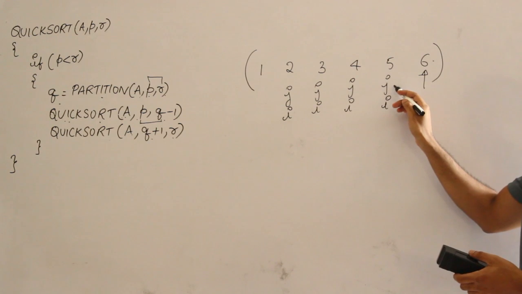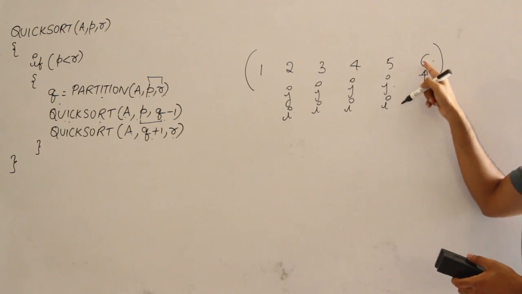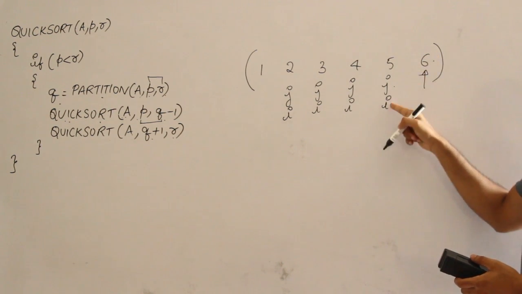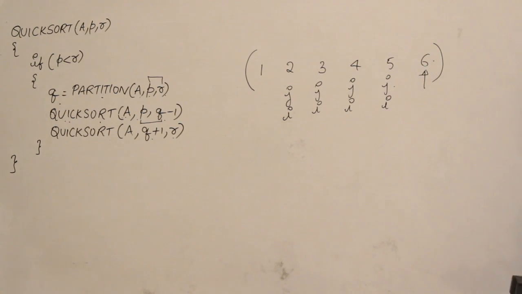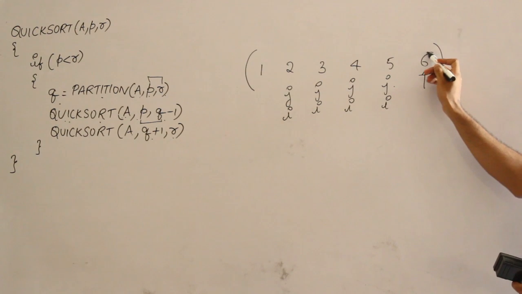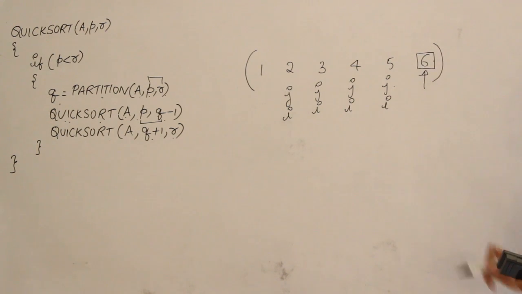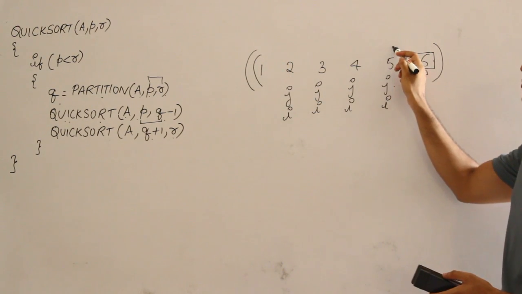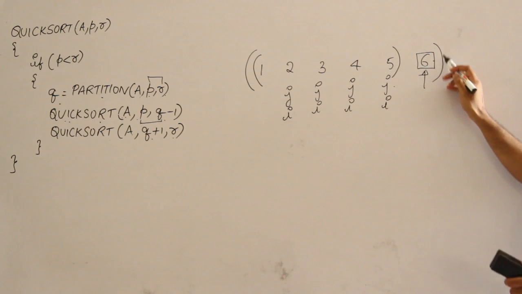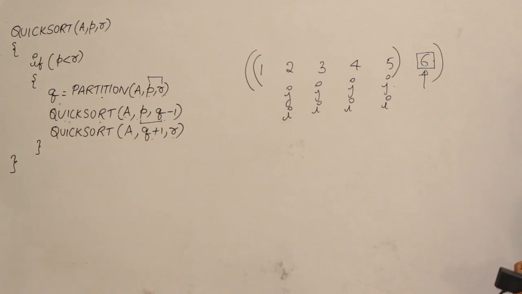After this stops, we are supposed to exchange I plus 1 with the pivot. So what is I plus 1? 6 only. Exchange 6 with 6, so nothing is going to change. The only thing is, after partition, 6 will be in its exact correct position. Then again we have to call quicksort on the elements left of that, and quicksort on the elements right of that. There is nothing there.